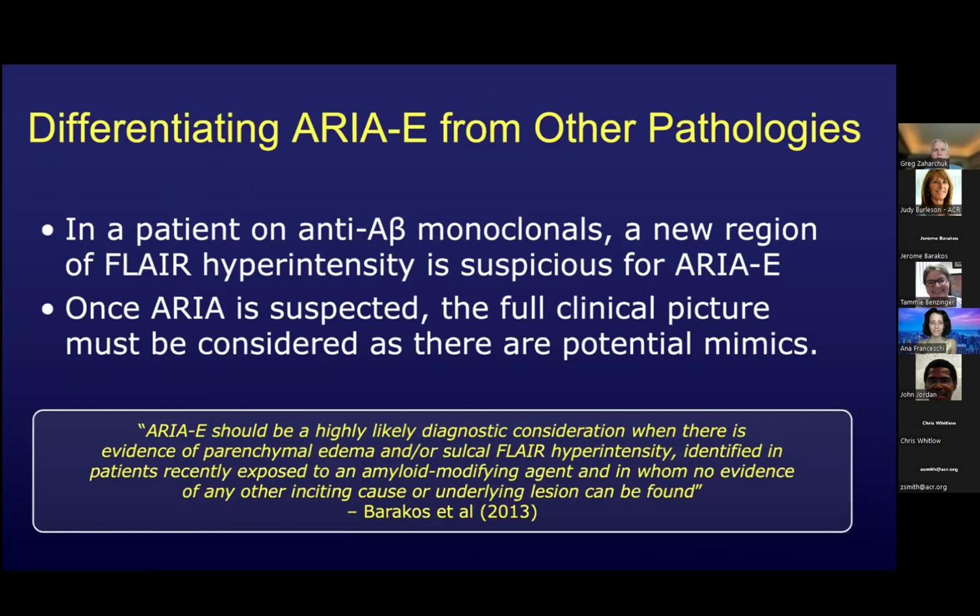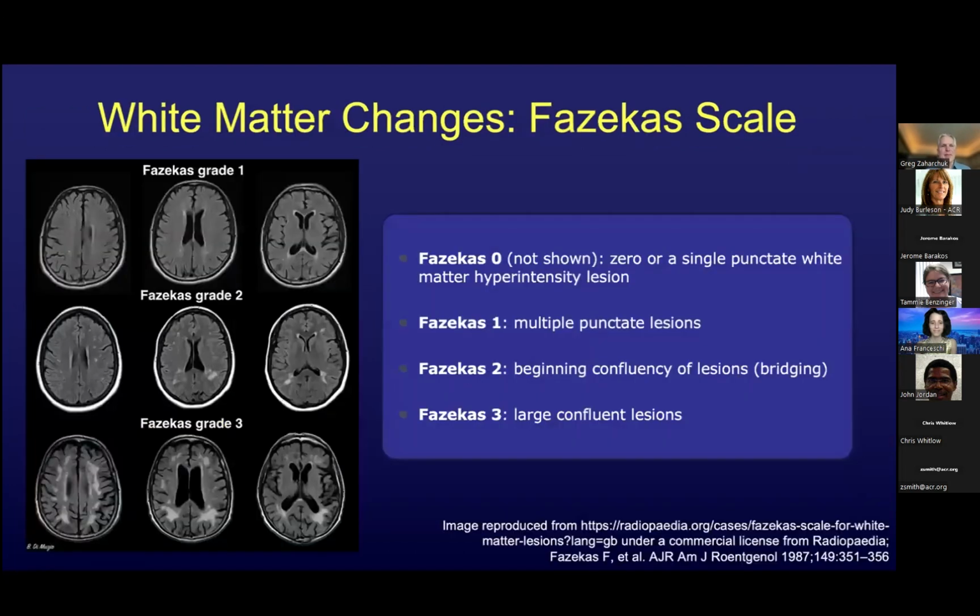And I think this is a quote from our esteemed moderator. In a patient on these drugs, a new region of flare hyperintensity is suspicious. And once it's suspected, you really do need to look at the full clinical picture because there are a lot of potential mimics out there. Okay, what are these mimics? The first one, obviously, are white matter changes. And I think it's very challenging because older patients are going to have white matter changes at baseline, and they're going to have new white matter changes that occur over time. It's really quite expected. And so, I suggest trying to use a scale for this. And in many places, a lot of white matter disease will be a contraindication to putting patients on the therapy in the first place.